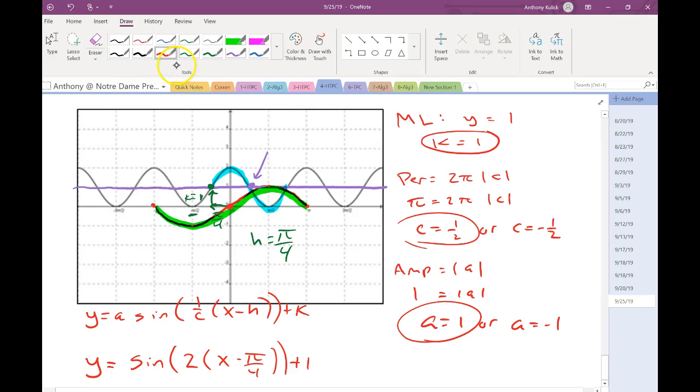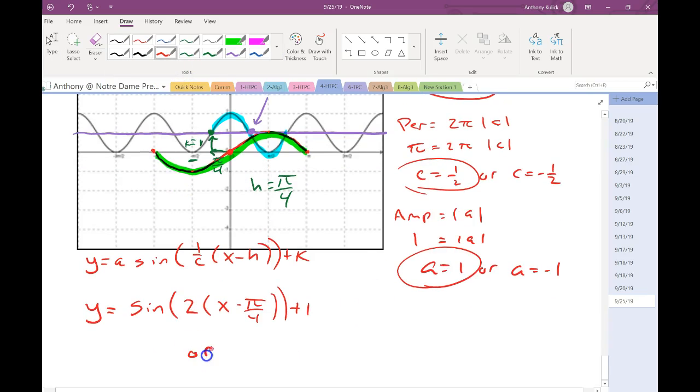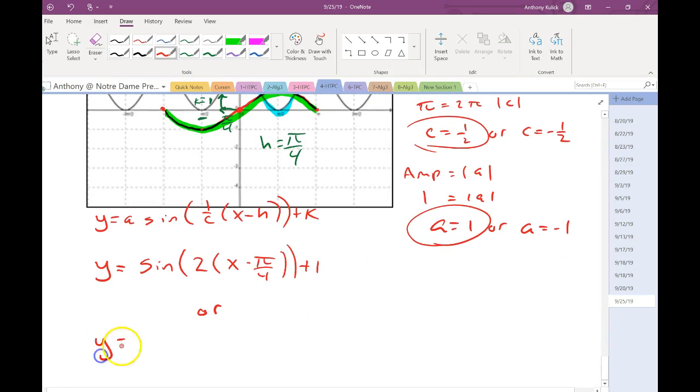So I could have said, alternatively, y equals negative sine of 2 times x plus pi over 4 plus 1. Or you could have made it negative 2 with the sine positive out front. That would be a correct answer. None of these are the one that I would have done. There's a yet easier way to have thought about this. Are you ready to hear it?